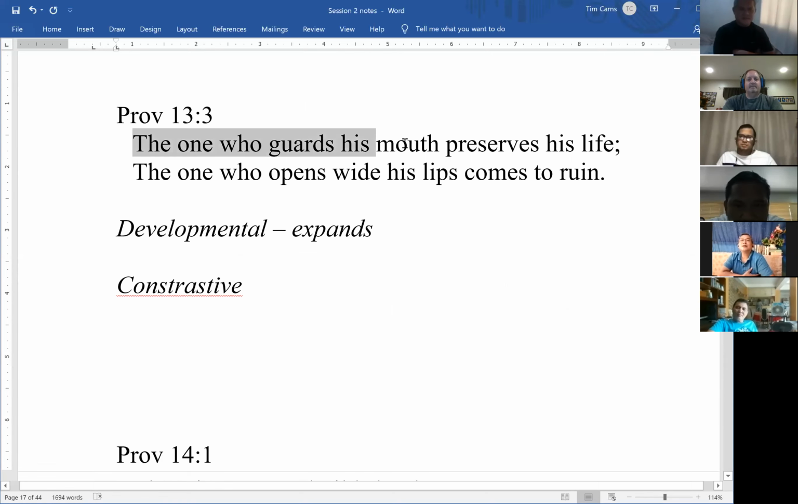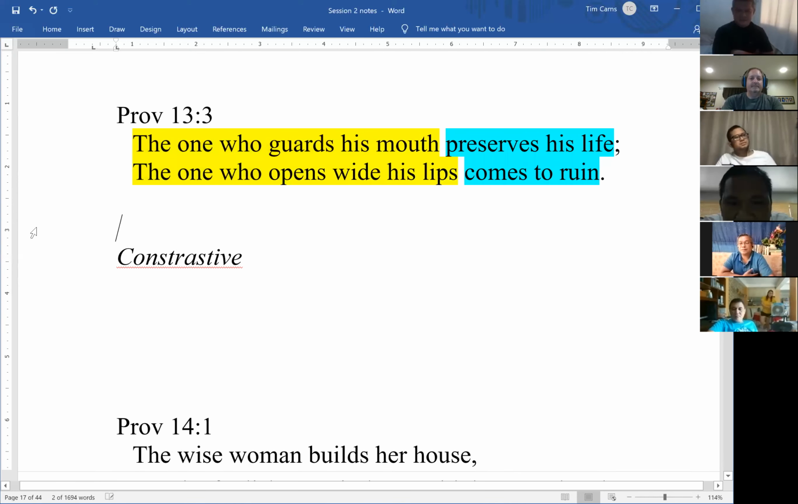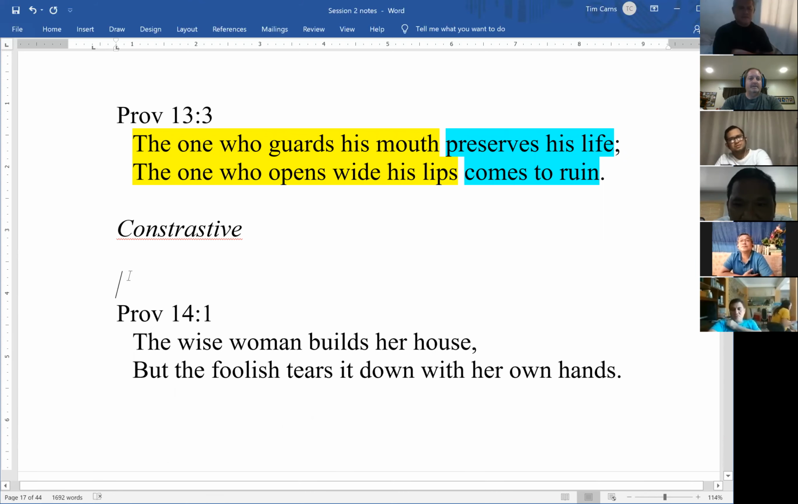All right? Do we see a parallel idea in the second line? Yeah, "opens wide." Okay, yeah, I can see it. And let's look: preserves, ruin. His life, comes to ruin. Okay, so here's an example. Those are opposites, right? Now there's no word "but" between them, but this is contrastive. Okay? Yeah, I see it now. Okay, good. Well, that's why we're doing these, just to get some practice.